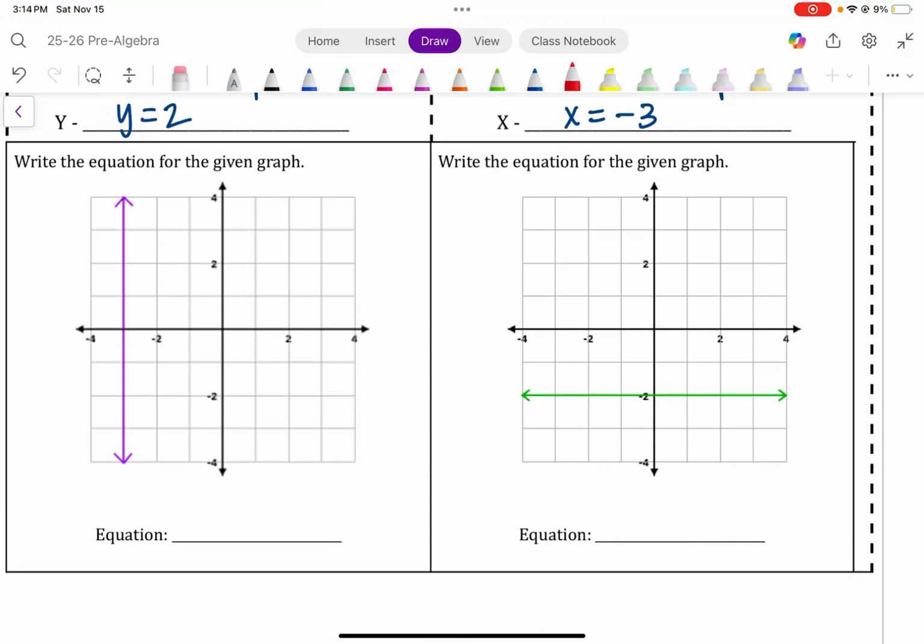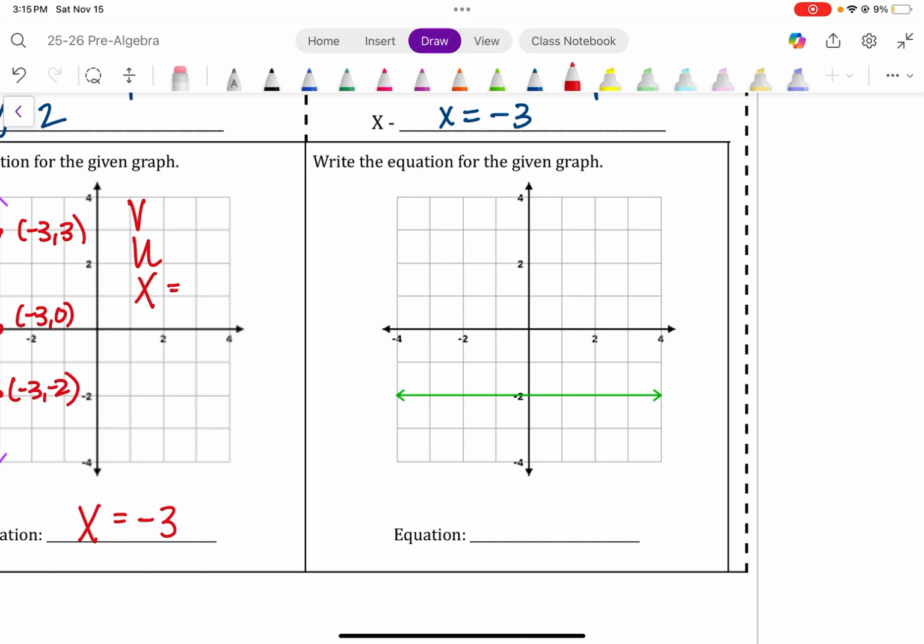So to do these down here, this is a vertical line. The slope is undefined, and we're going to write our equation x equals a number. Every point on this line has an x value of -3. So (-3, 3), (-3, 0), (-3, -2). And you don't have to put those dots on there. I'm just doing it to emphasize that every single point on this line has the x value of -3. So that's how we get that equation.